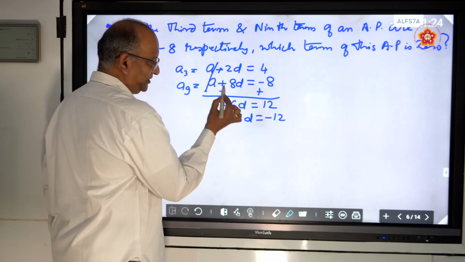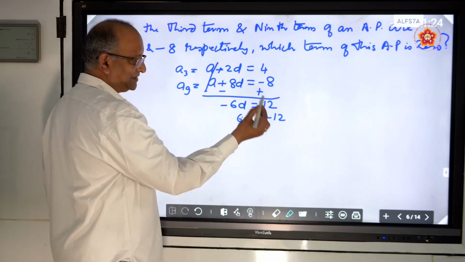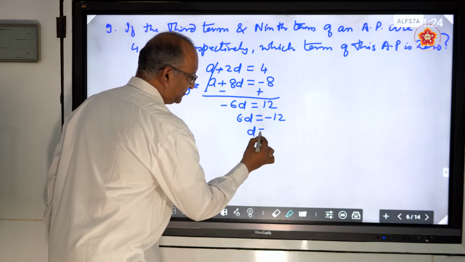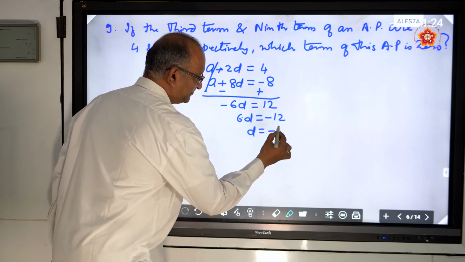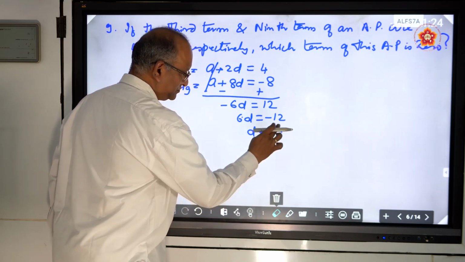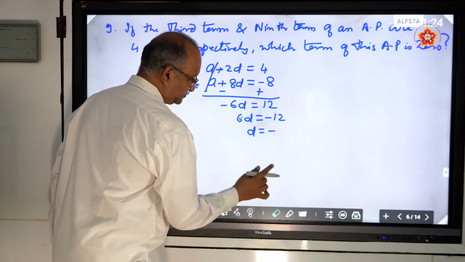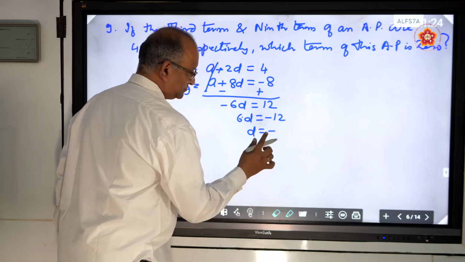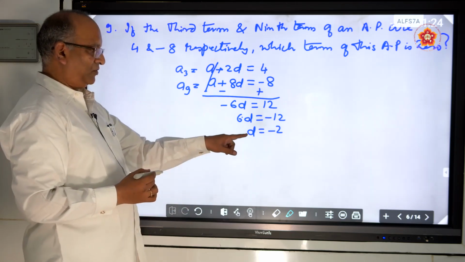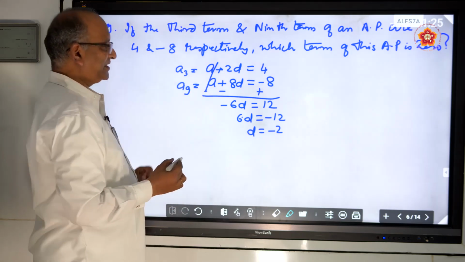6d means 6 into d. So take that 6 to the other side, it will go as denominator, and you will get d equal to minus 2. So we got the value of one unknown. Substitute this value in the first equation.